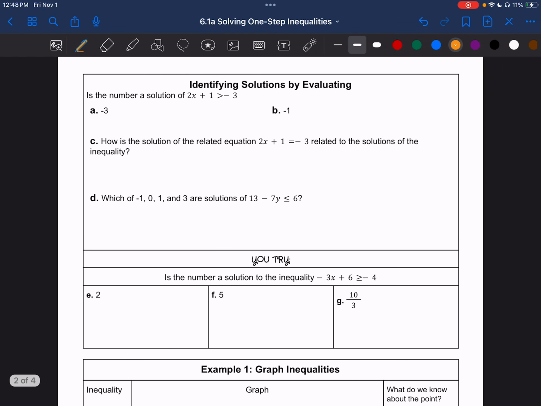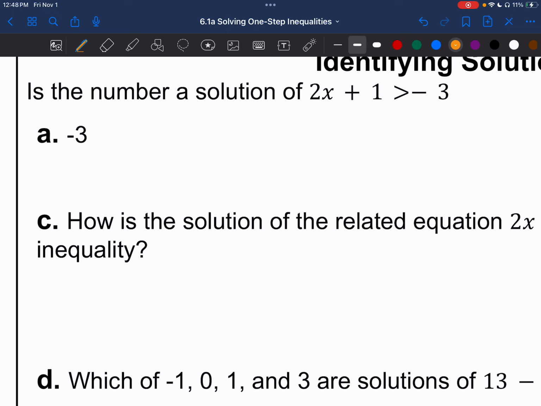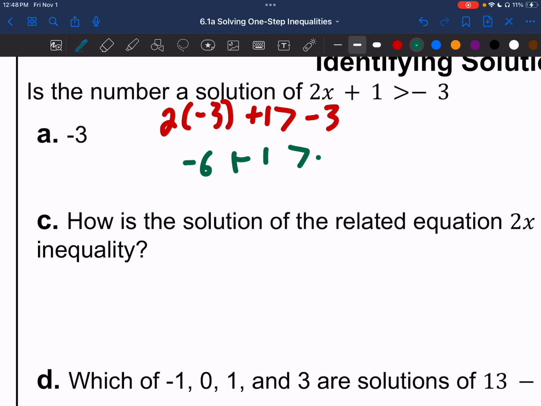All right, let's take a look at the next one. We're identifying solutions by evaluating. So we are going to substitute these values into this inequality and see if they are true. So if we're substituting in negative 3, we have 2 times negative 3 plus 1 is greater than negative 3. 2 times negative 3 is negative 6, plus 1 is greater than negative 3. Negative 5 is greater than negative 3. Is that true? Is negative 5 greater than negative 3? No.